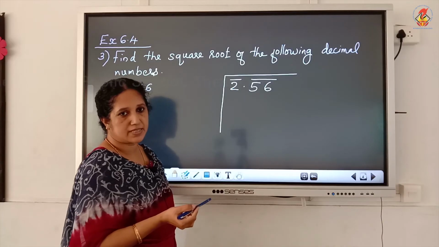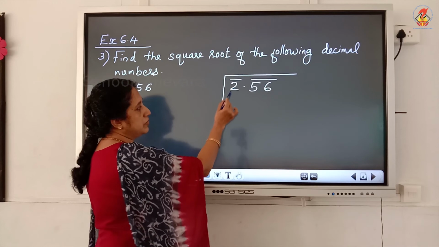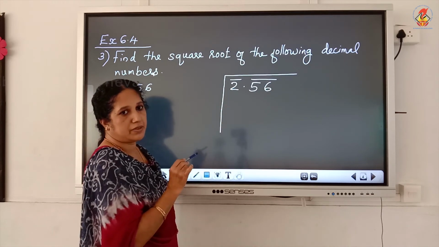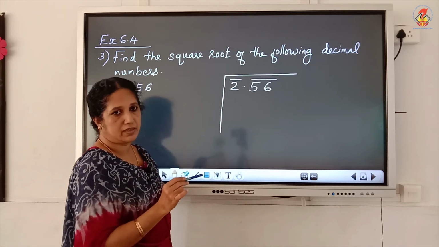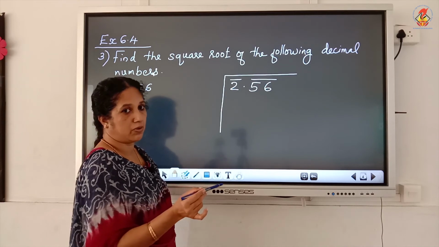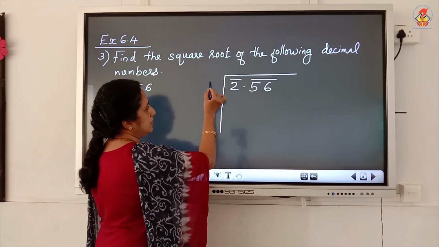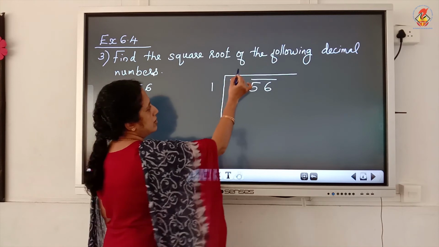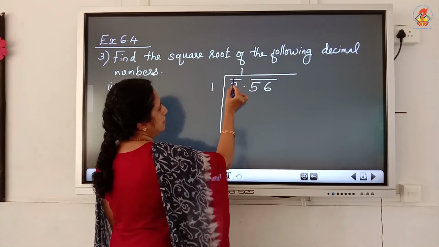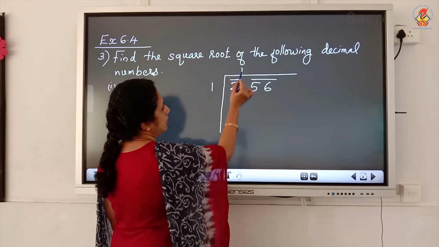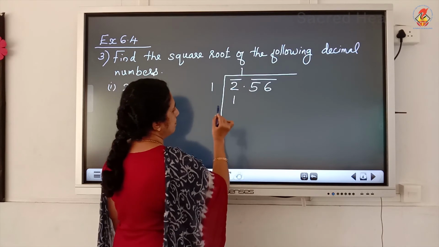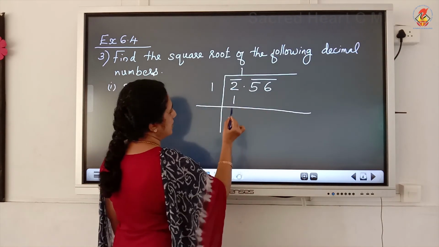Now think of the largest number whose square is less than or equal to 2. If you take 1, 1 square is 1. If you take 2, 2 square is 4. Therefore, which number we have to take? 1. So, 1 into 1. Write 1 in the quotient also. 1 into 1, 1. 2 minus 1, 1.